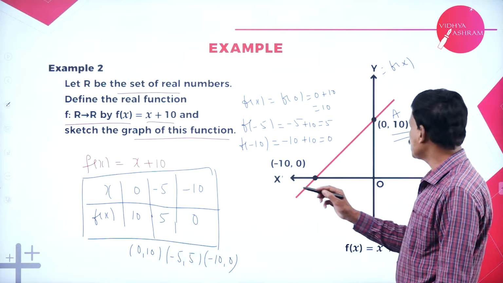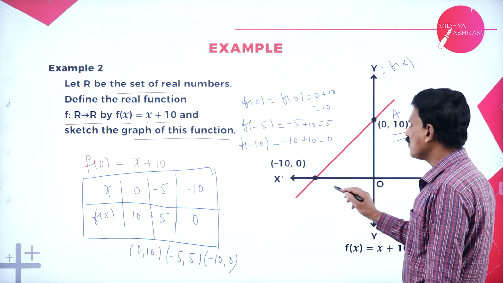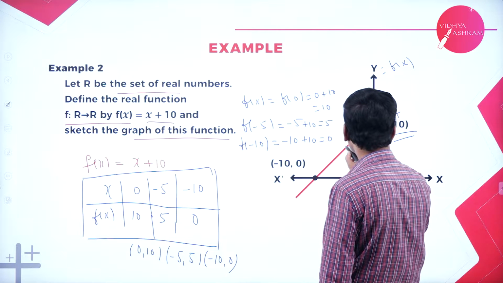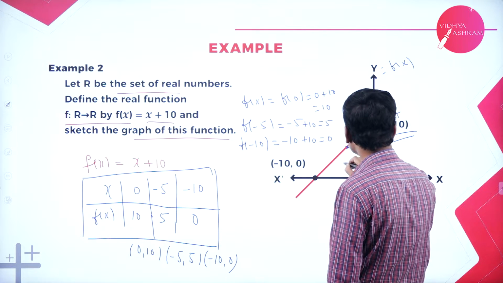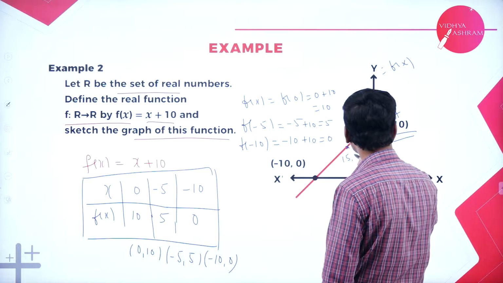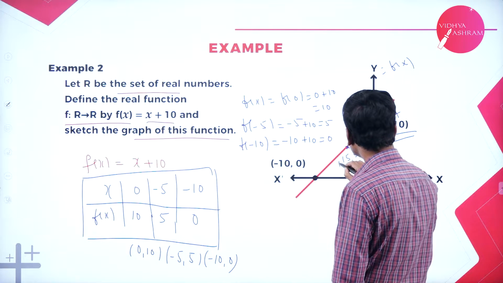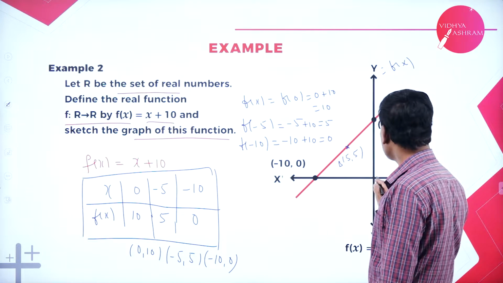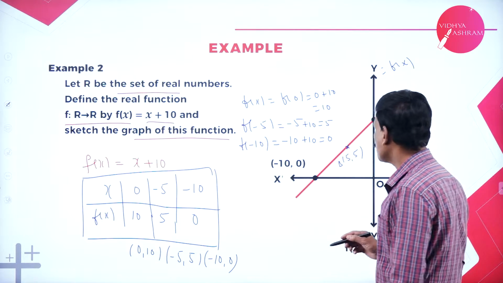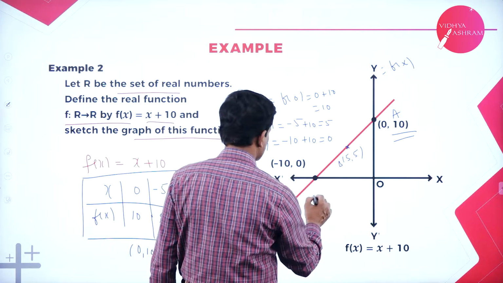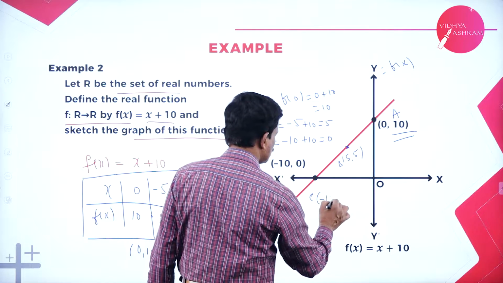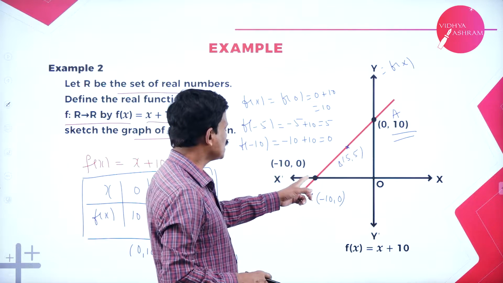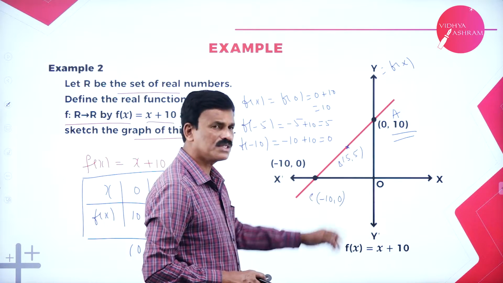When x is equal to minus 5, we will get y equal to 5. So, here when x is minus 5, y is equal to 5. Let us represent this as B. Now, when x is equal to minus 10, f of x is equal to 0. So, when x is minus 10, f of x is equal to 0. That is the point C, which is minus 10 comma 0.